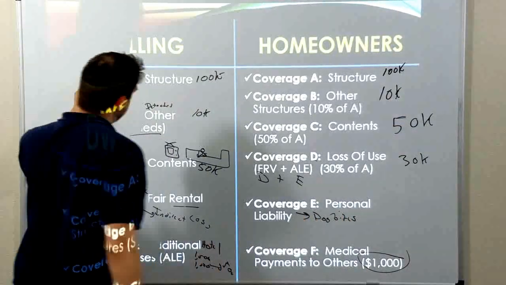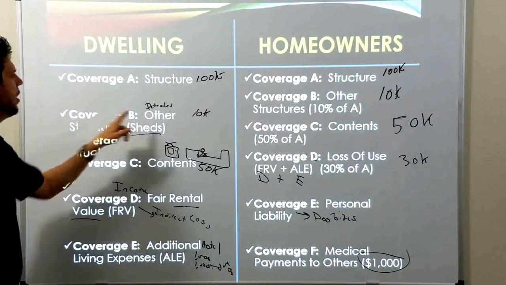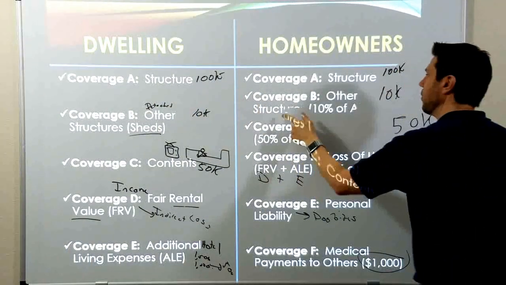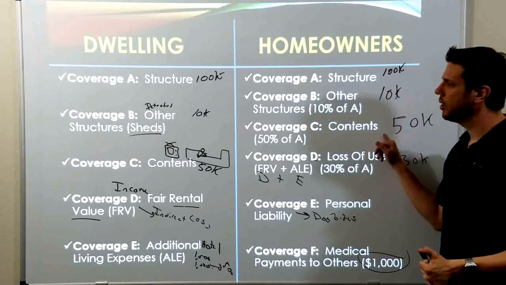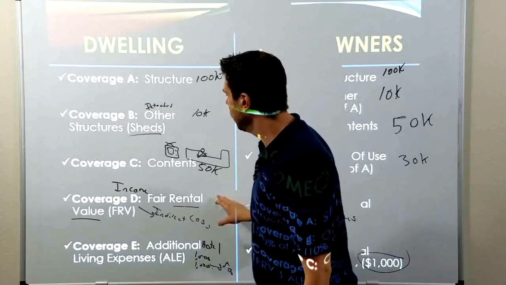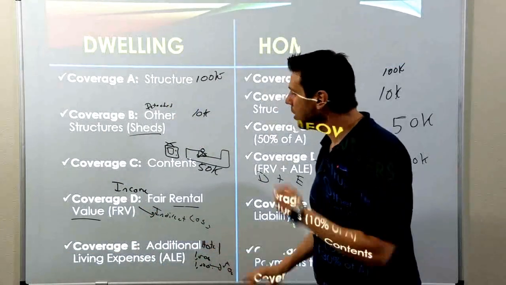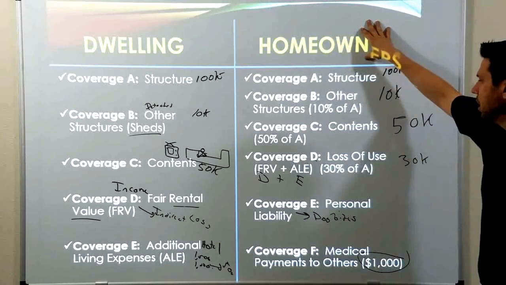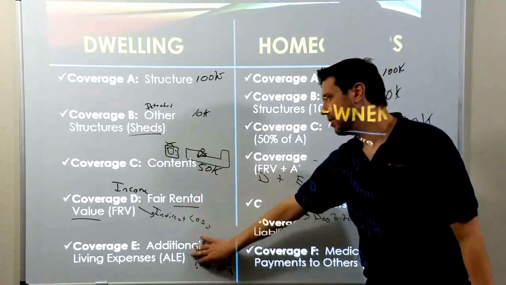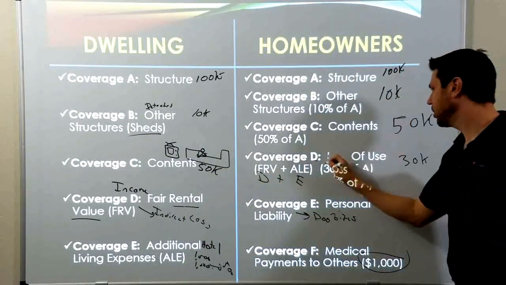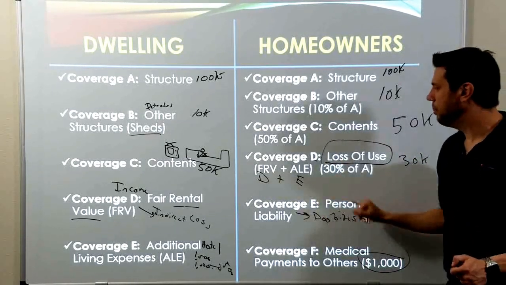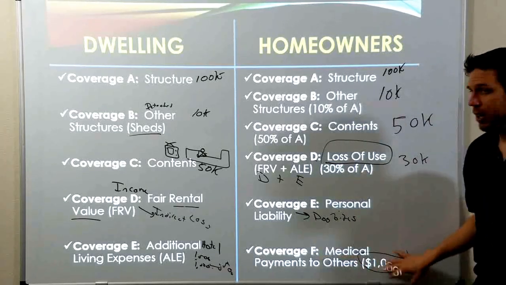So under dwelling, you have coverage A, structure, coverage B, other structures, coverage C, contents. Under homeowners, you have coverage A, structure, coverage B, other structures, coverage C, contents. Then under dwelling, coverage D is fair rental value, coverage E is additional living expenses. Under homeowners, coverage D is fair rental value and additional living expenses added together, known as loss of use. Coverage E under homeowners is liability. Coverage F is medical payments to others.